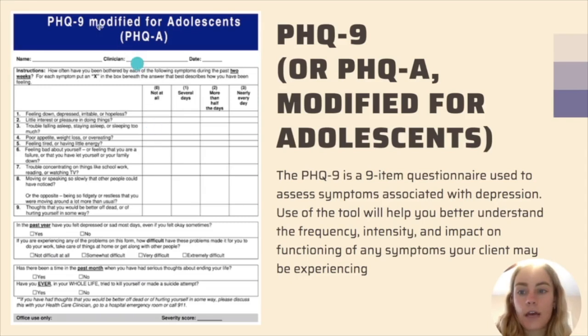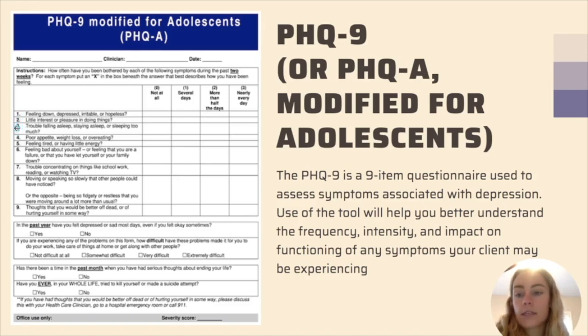So here we have the PHQ-9, and as you can see by the instructions, when giving this to a patient, you want to make sure that they're aware that they are only answering symptoms for the past 2 weeks. So not thinking about last year, not thinking about 6 months ago, we're just thinking about the past 2 weeks. So the first question is, in the past 2 weeks, have you felt down, depressed, irritable, or hopeless? Number 2 is, in the past 2 weeks, have you had little interest or pleasure in doing things?